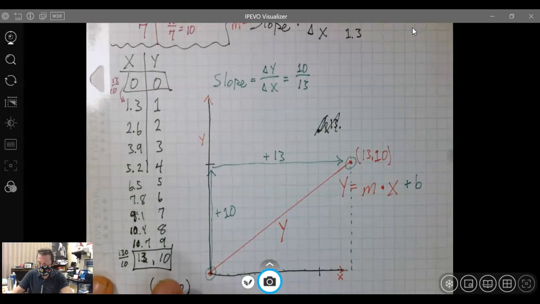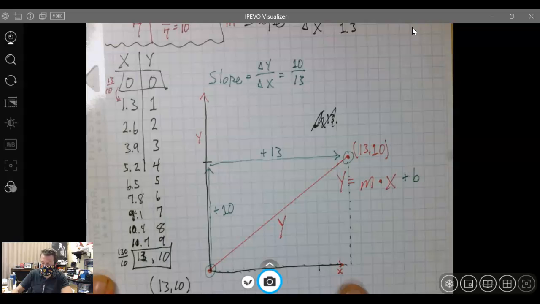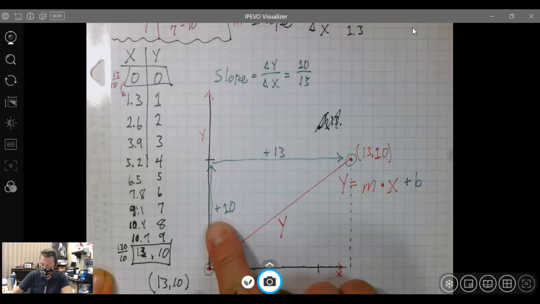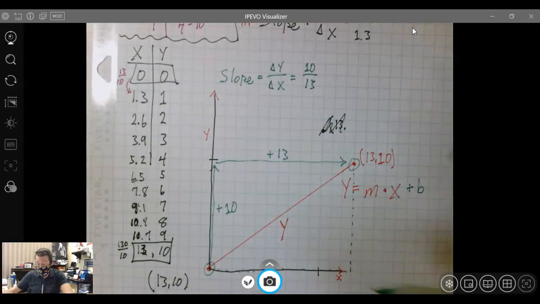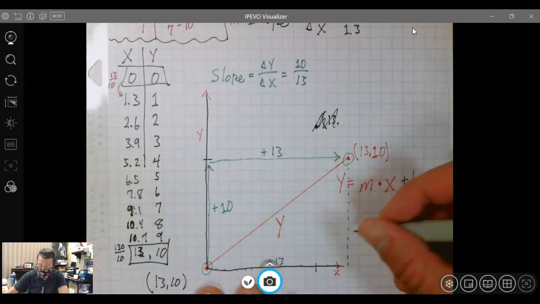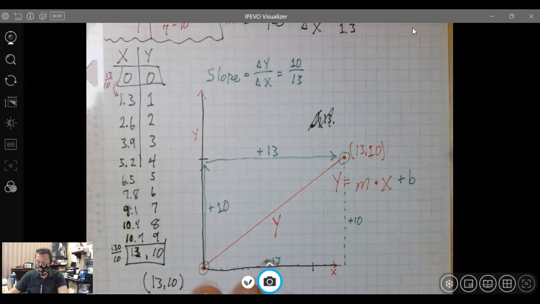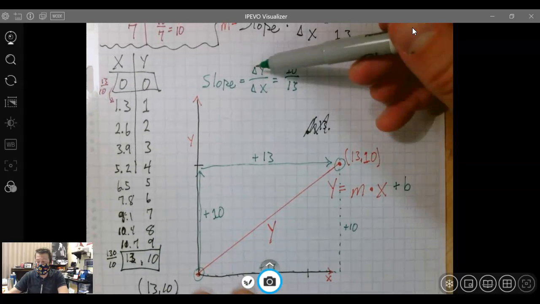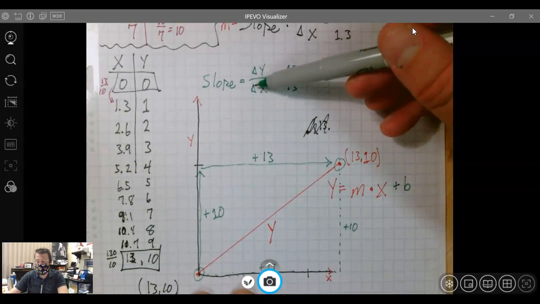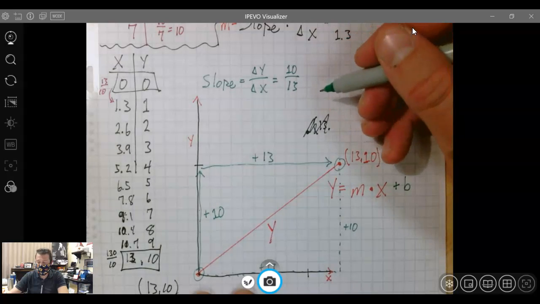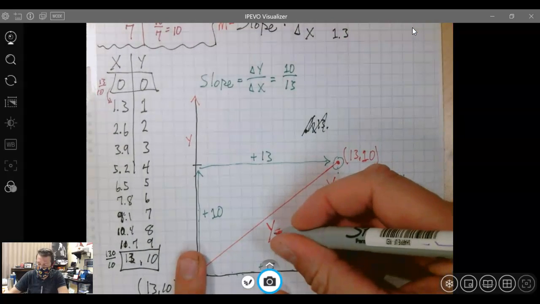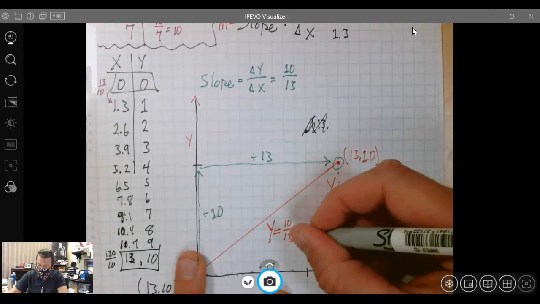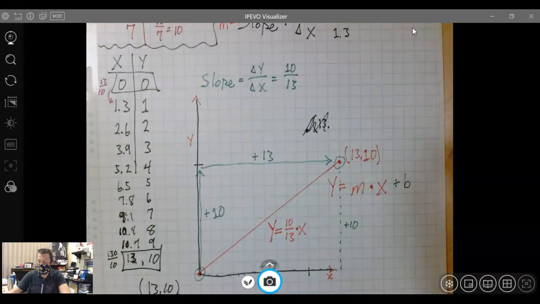So then, if we put this point out here, go out 13 on the x, go up 10 on the y. So we go up 10 over 13, or we could say we go over 13 and then up 10. Order doesn't matter, but when we divide, order matters. So delta y over delta x, or change in y over change in x, is 10 over 13, making our equation of the line y equals 10/13 x.